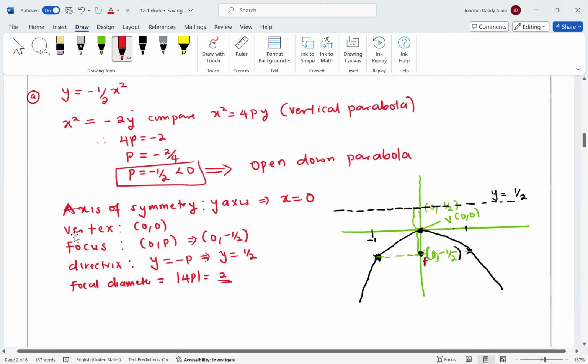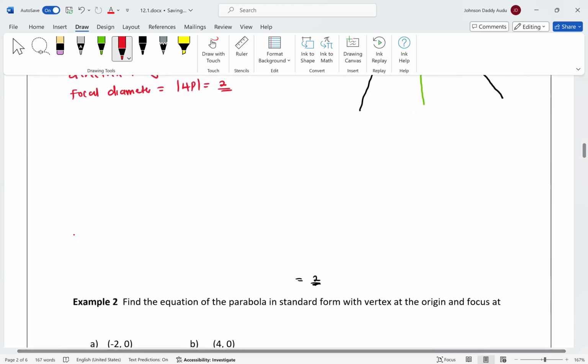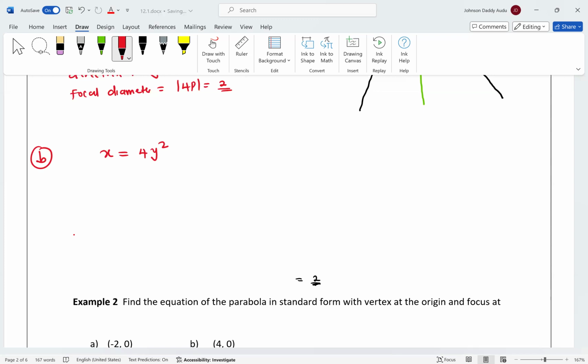X is equals to b. Let's call it b. X is equals to 4y squared. Now, this, how can you write this? This simply means that what? This is saying that y squared is equals to 1 over 4 x. And now this definitely is going to be a what? This is going to be a horizontal parabola, because the square is on y.